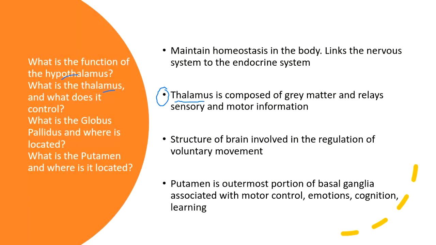What is the globus pallidus and where is it located? It is a structure of the brain involved in the regulation of voluntary movement. Okay, and this is near the hypothalamus and thalamus. Next question, what is the putamen and where is it located? It is the outermost portion of the basal ganglia associated with motor control, emotions, cognition, and learning.